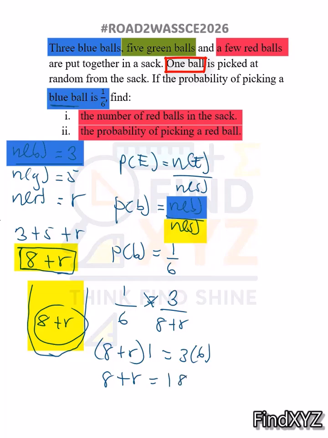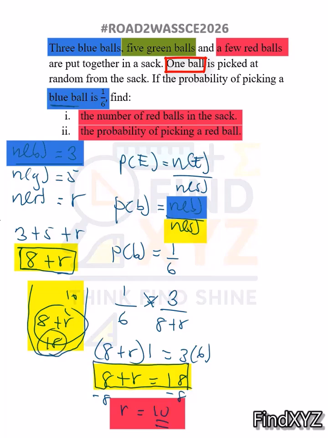Since we have positive 8, we can subtract 8 from both sides of this equation. 8 minus 8 will leave us with 0. So we have R is equal to 18 minus 8. That will leave us with 10. So the number of red balls is 10. Now we know the number of red balls. So let me ask, what is the total number of balls in the sack? Since we know R to be 10, the total number of balls in the sack is 8 plus 10. That will give us 18. You can clearly see that.